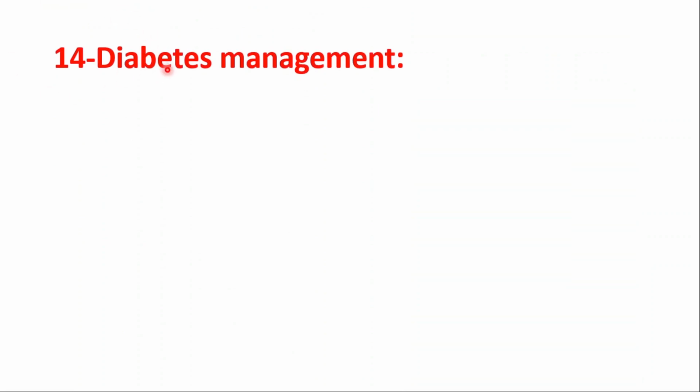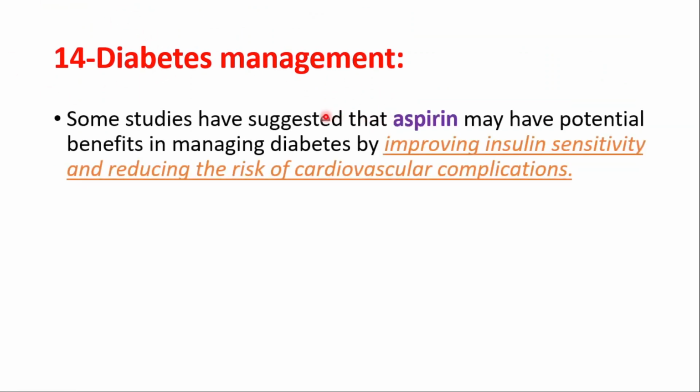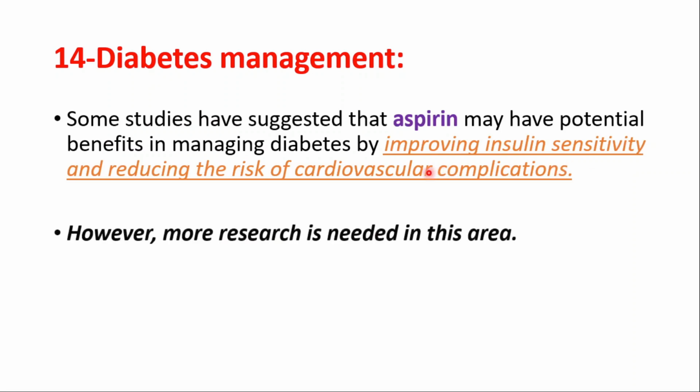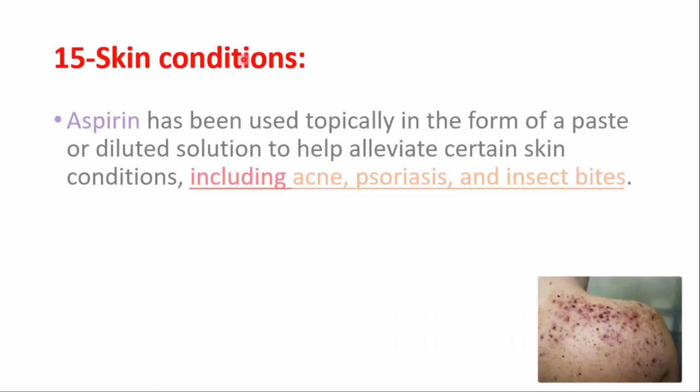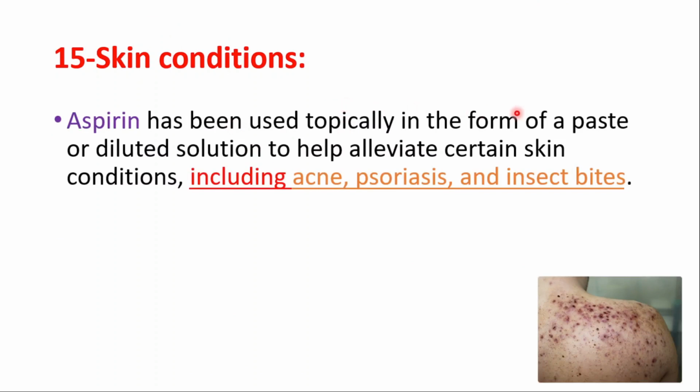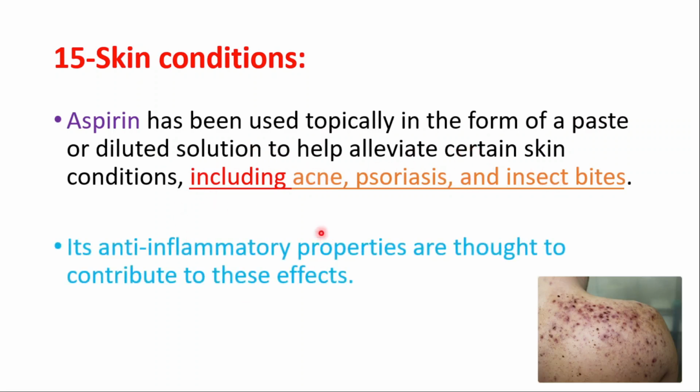Number 14, we have diabetes management. Some studies have suggested that aspirin may have potential benefits in managing diabetes by improving insulin sensitivity and reducing the risk of cardiovascular complications. However, more research is needed in this area. Number 15, we have skin conditions. Aspirin has been used topically in the form of a paste or diluted solution to help alleviate certain skin conditions, including acne, psoriasis, and insect bites. Its anti-inflammatory properties are thought to contribute to these effects.